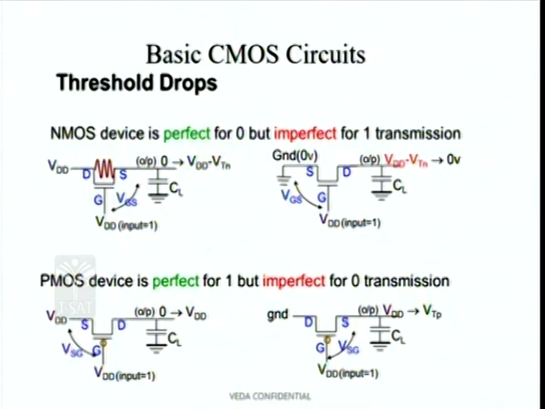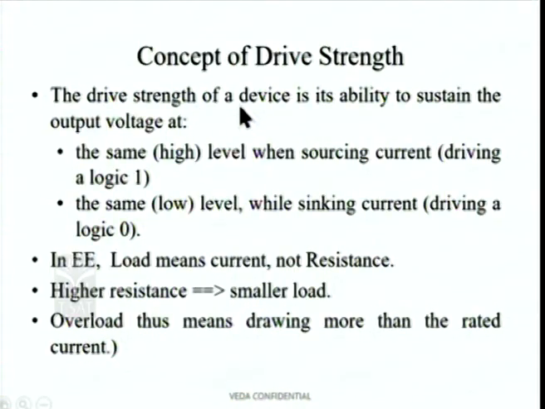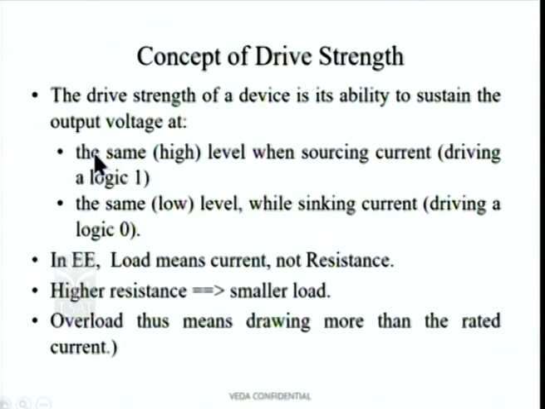Moving on, we have done this. Now, let us look at the concept of drive strength. What is meant by drive strength? The drive strength of a device is its ability to sustain the output voltage at the same level. When sourcing current and driving a logic 1, the output voltage must remain as high as possible. Or when driving a logic 0, the output voltage must remain as low as possible, ideally at 0 in this case and ideally at 1 in the other case.